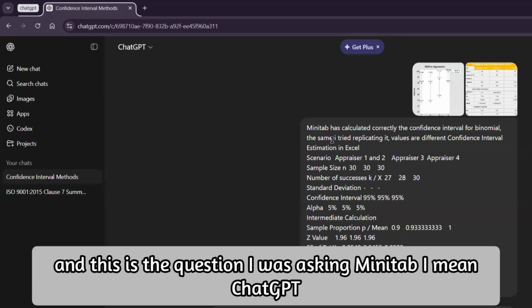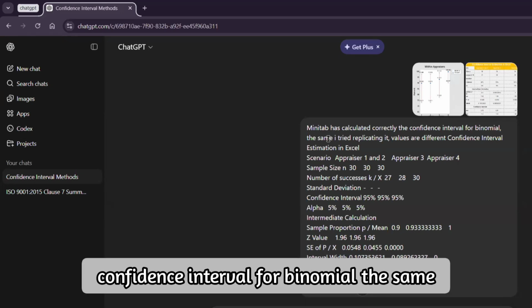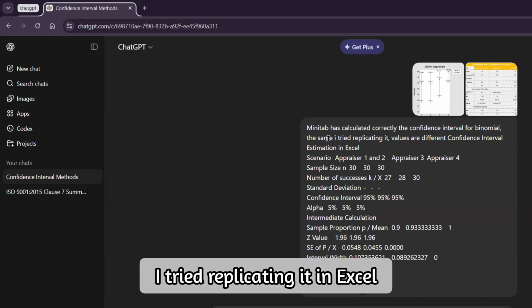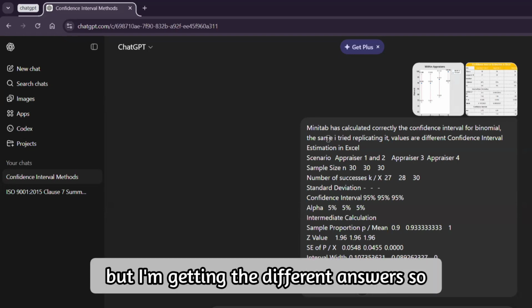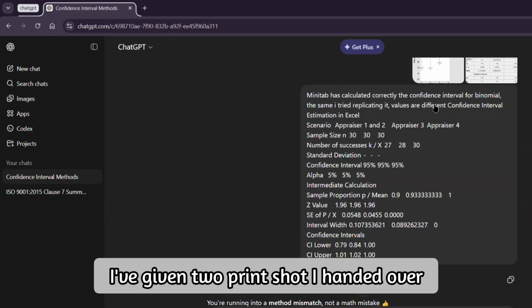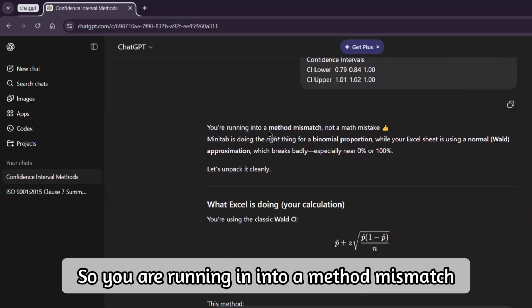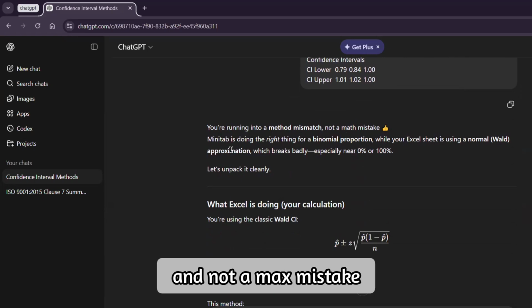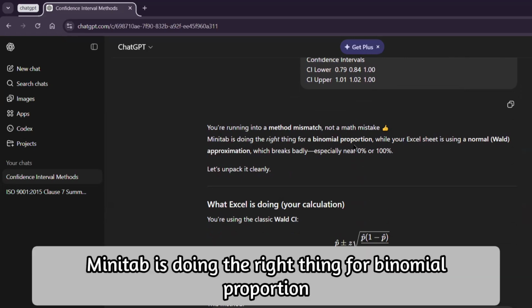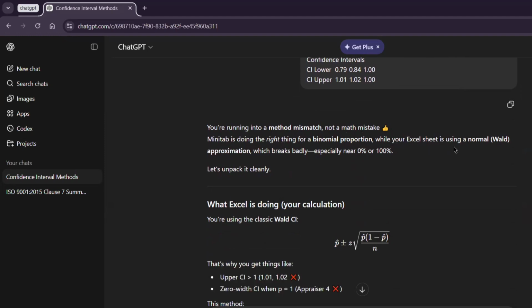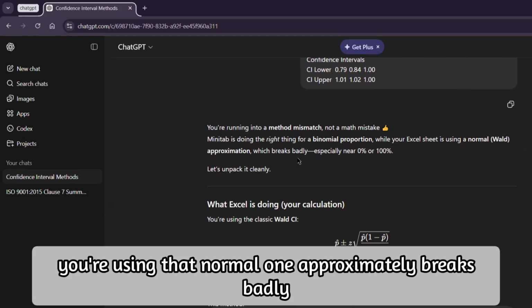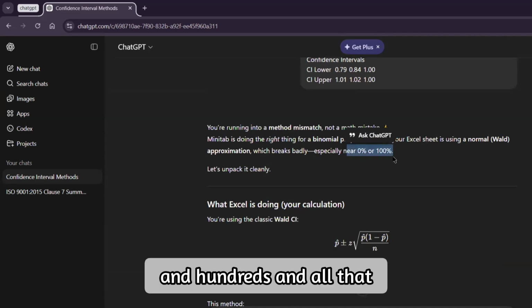And this is the question I was asking Minitab, I mean ChatGPT: has Minitab calculated the confidence interval for the binomial correctly? I tried replicating the same in Excel, but I'm getting a different answer. So I gave two screenshots, and then it gave the answer. You are running into a method mismatch and not a math mistake. Minitab is doing the right thing for a binomial proportion, while in Excel you're using the normal approximation, which breaks badly, especially near 0 and 100 percent.